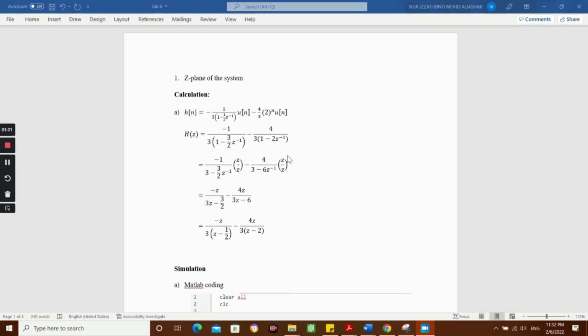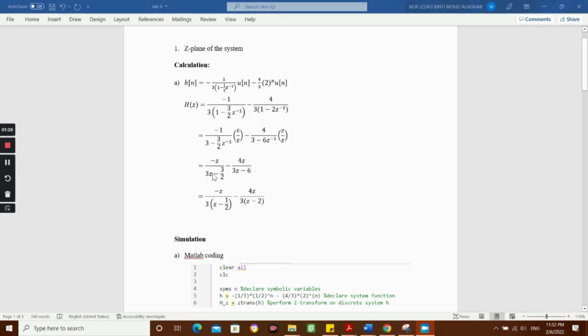After that, the equation is multiplied by z over z to simplify the equation. Then we get negative z over 3z minus 3 over 2, minus 4z over 3z minus 6. And then we factorize the equation to get a simpler equation. So the final equation for the Z transformation for system A is equal to negative z over 3 bracket z minus 1/2, minus 4z over 3z minus 2.